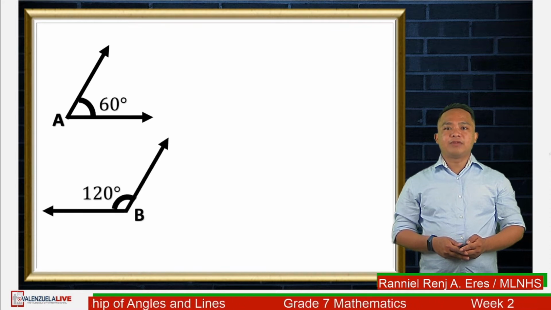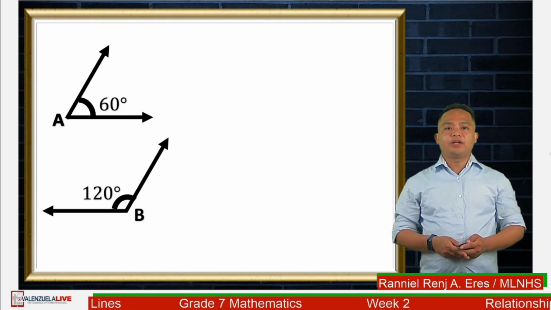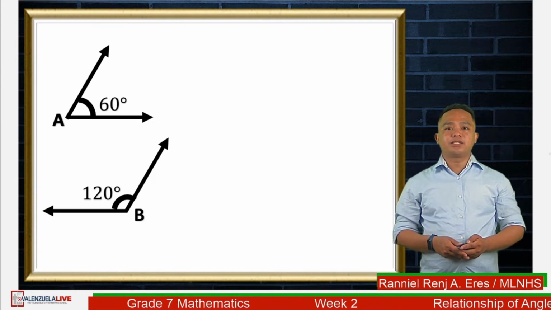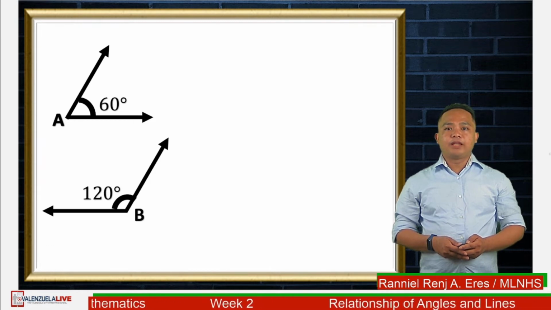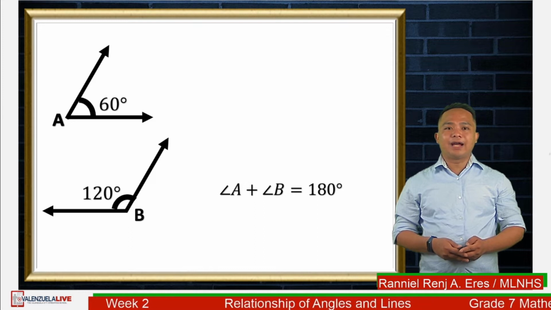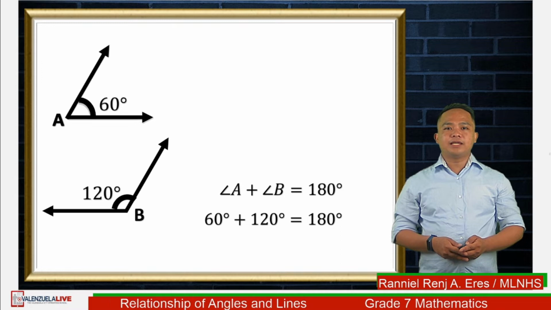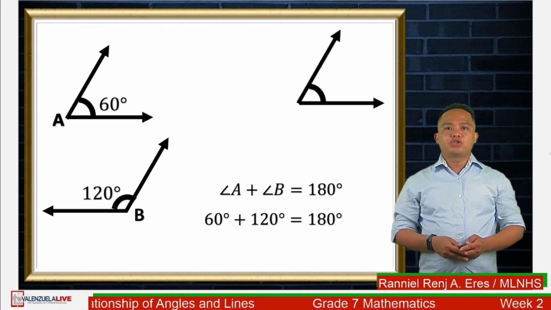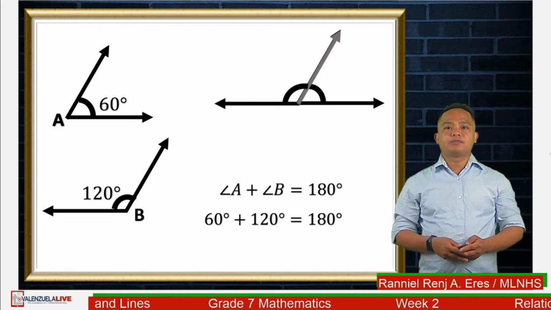Let's analyze the given example. Observe that the given angles we have here are angle A, which is equal to 60 degrees, and angle B, which is equal to 120 degrees. And if we combine angle A and angle B, it is equal to 180. So we can say that they are supplementary angles. And by illustration, if we combine that, we have this illustration.